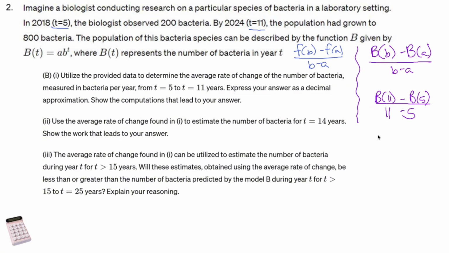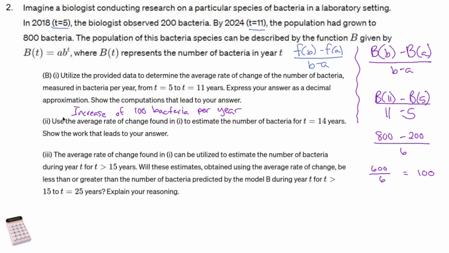Now we know what those are. B of 11 was 800, minus B of 5, we know is 200, over 6. So that becomes 600 over 6, which becomes 100. So this is going to be measured in bacteria per year. It's going to be an increase of 100 bacteria per year. Now, that's just the average rate of change.